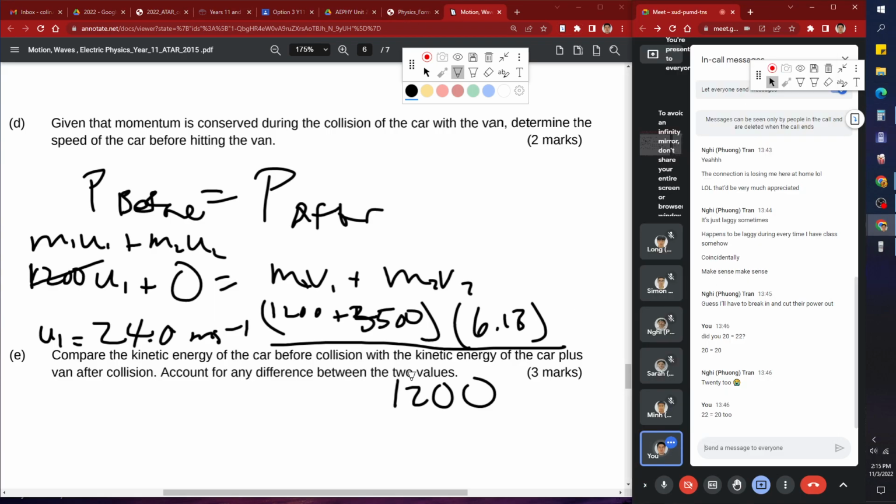Any questions here? Anything I need to say again? Which part would you like me to talk about again? Do you understand the conservation of momentum? Momentum is based on a car's mass and its velocity. So we had the two cars. Before, in the first part, only the car was moving, so it's the only one with momentum. The van has 0 momentum because it's not moving, 0 velocity. And then afterwards, after the collision, they're stuck together and they're moving at the same velocity.